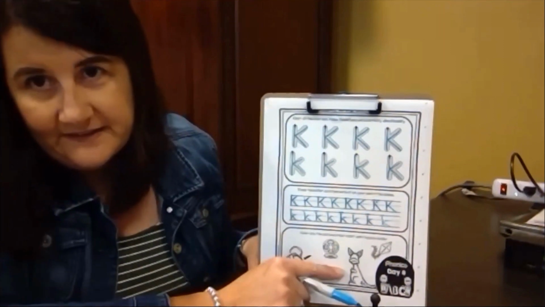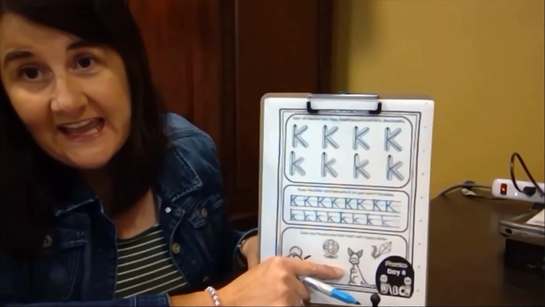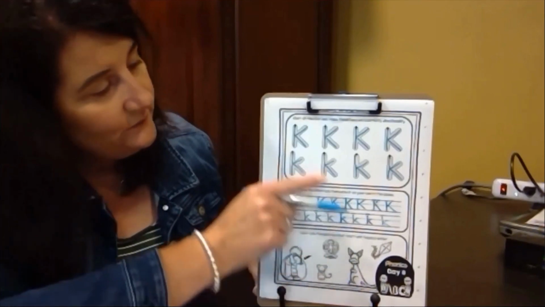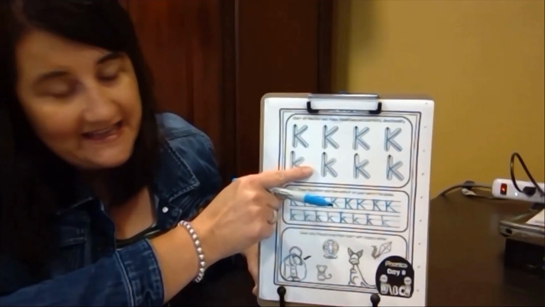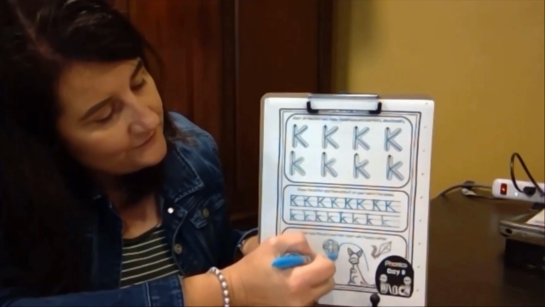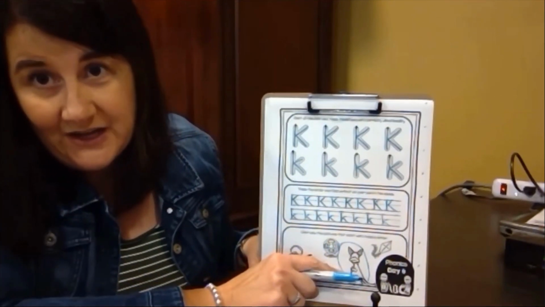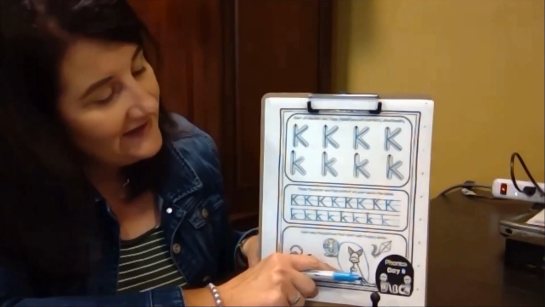What animal is this? Kangaroo. Kangaroo begins with K. So I am going to circle that kangaroo, and then you're going to take your time and color that kangaroo.